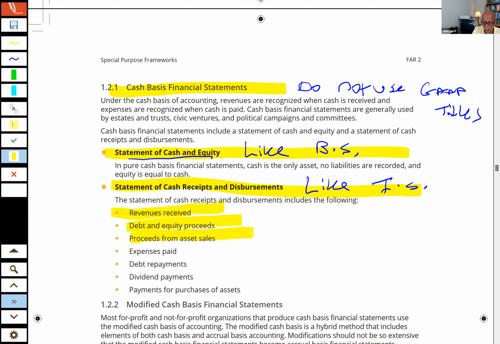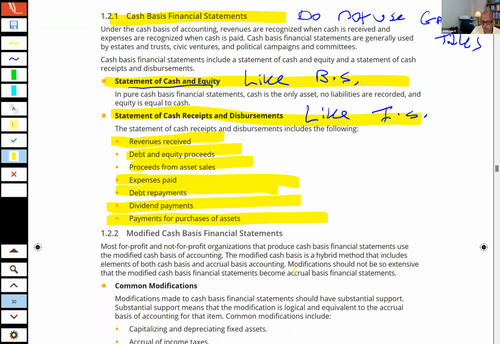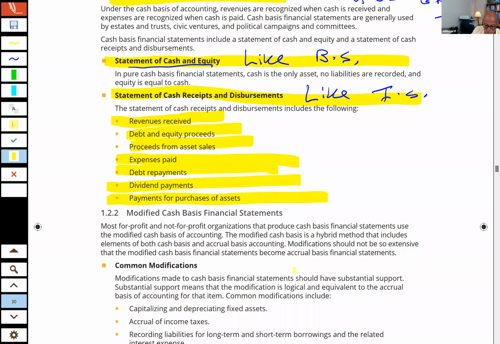Proceeds from the sale of assets, okay? And we don't just book the gain, we take the actual proceeds, the actual expenses paid. These are cash payments, right? Debt repayments are like an expense. Dividend payments are like an expense. Payments for the purchase of assets are treated like an expense. Again, we're treating these as cash, okay? So again, the most important thing is that you do not use the GAAP titles for these statements. And then we're going to be taking a look in a little while at how we would convert cash items to accrual items and vice versa, okay?